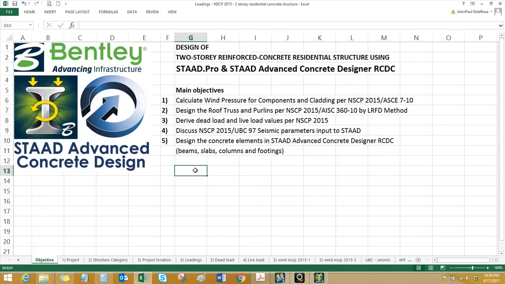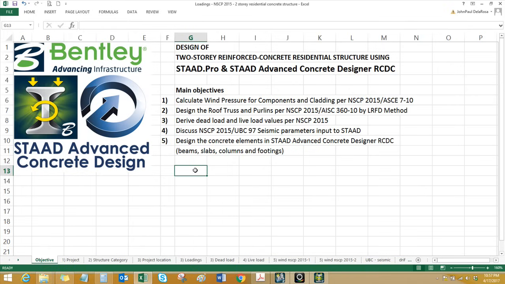Number 2 is i-design natin yung roof truss and purlins per NSCP by LRFD method. Then, yung number 3, i-derive natin yung mga dead load and live load values per NSCP, which is yung gagamitin nating loading values doon sa ating STAAD model. And yung number 4, di-discuss natin yung seismic parameters input sa STAAD per NSCP 2015 UBC 97.